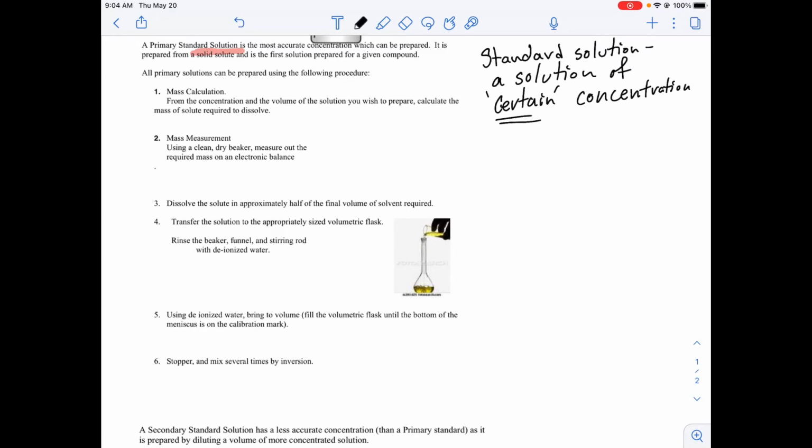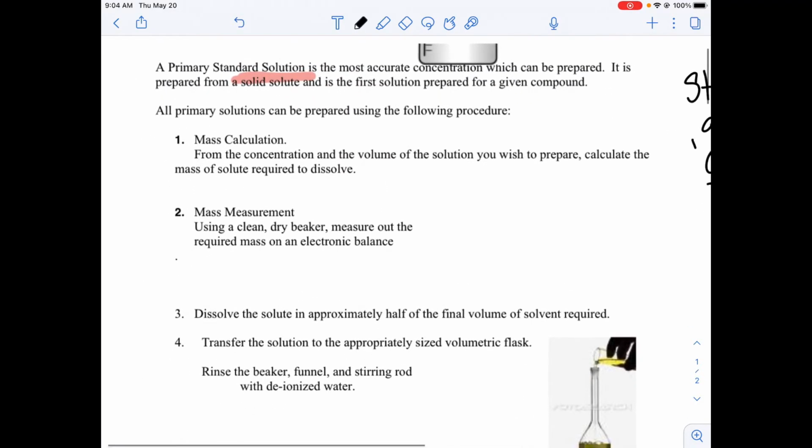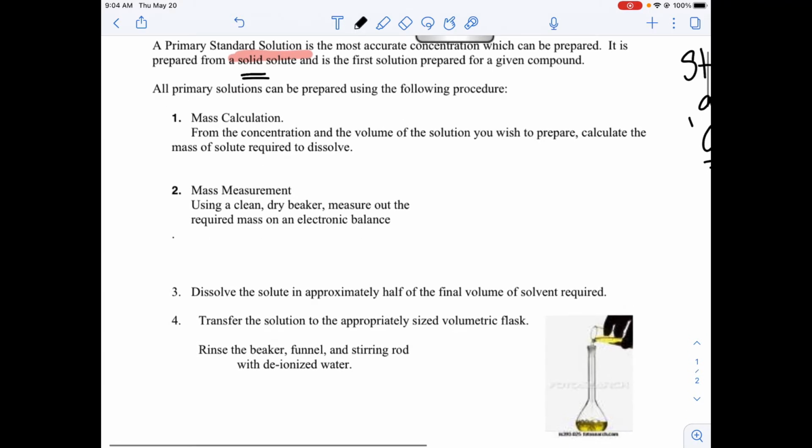Now, a primary standard solution is the most accurate way for us to make a solution, and it's going to be made from solid solute. The solid solute is something that we can measure as a mass. So we're going to calculate its mass and measure that mass as accurately as possible.